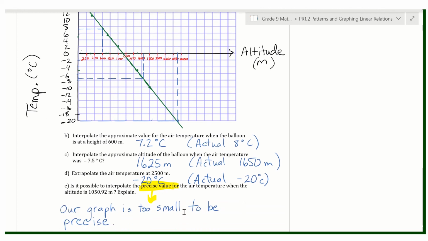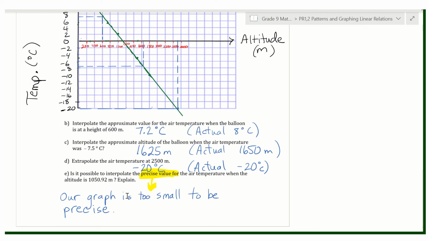Okay, so is it possible to extrapolate the precise value? Precise means with precision, with total complete accuracy. Can I interpolate the air temperature when the altitude is 1050.92? So 1050.92 is somewhere there. Can I interpolate it? I can interpolate it, but not with precision, and it says explain this. So my graph is probably just too small to be precise. I should probably enlarge this by 4 times so that I could give a more exact, precise value for that temperature.